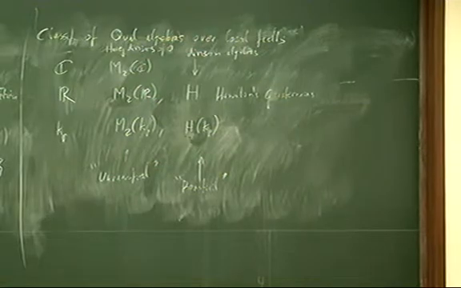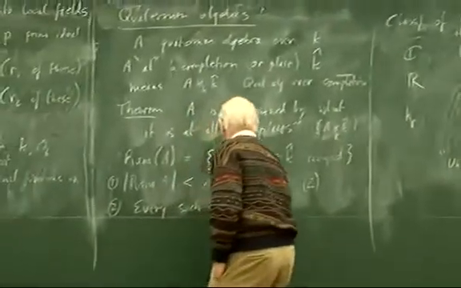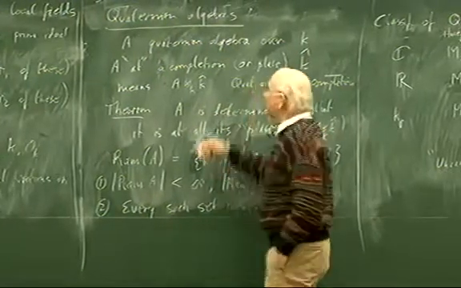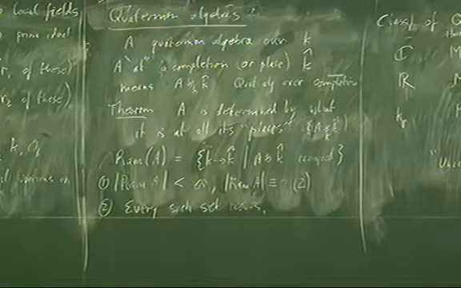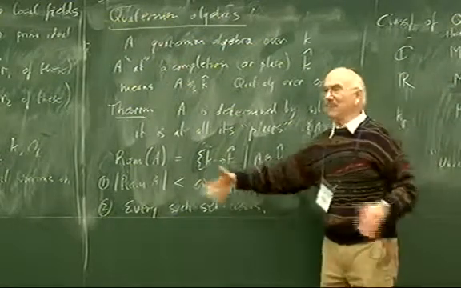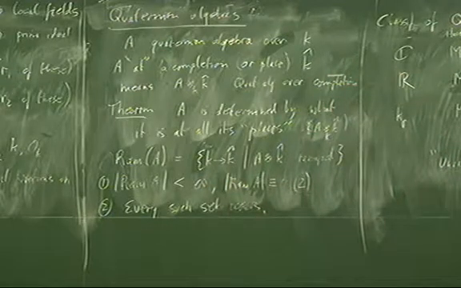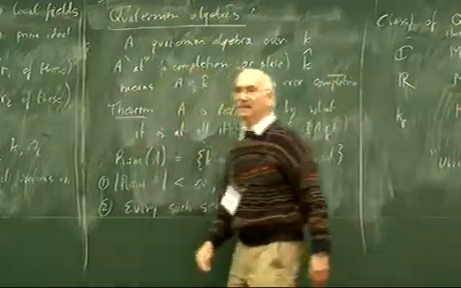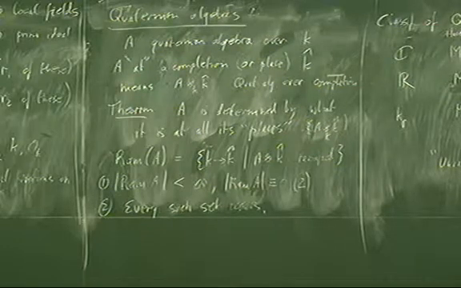And the second thing is that every such set occurs. In other words, the classification of quaternion algebras is exactly simply the set of finite subsets of the set of places of your field. The set of finite subsets of even size of places of your field.